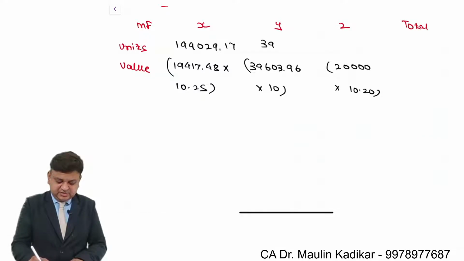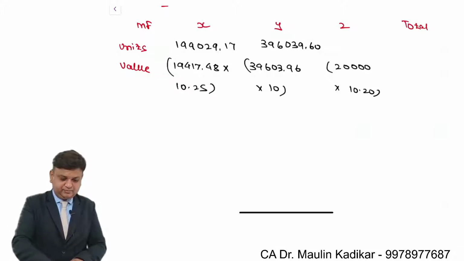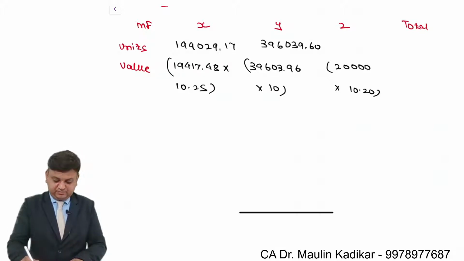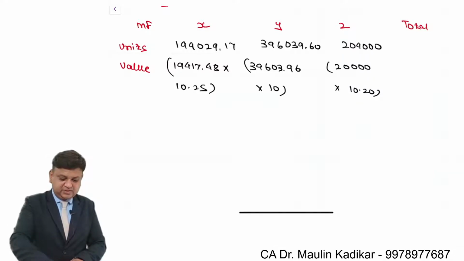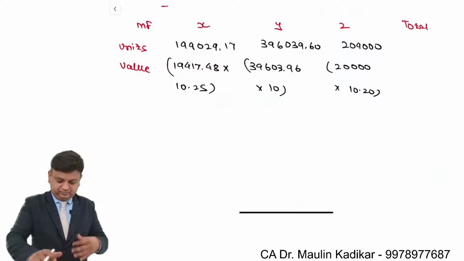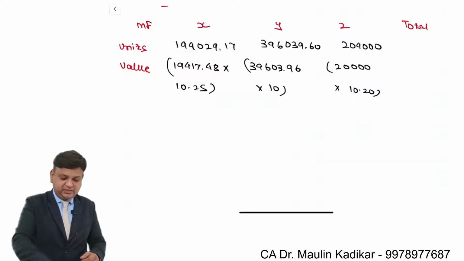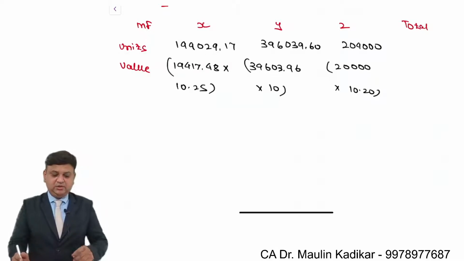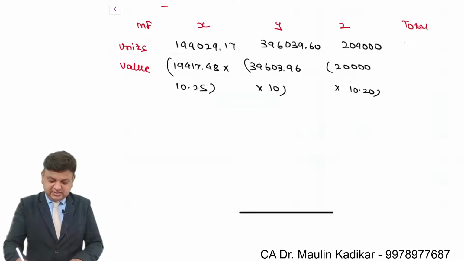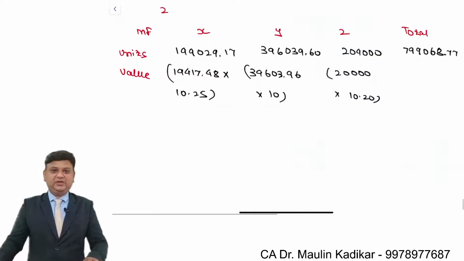Then 3,96,039.60 and 2,04,000. So 2,04,000 plus 396,039.6 plus 1,99,029.17. So the total is 7,99,068.77. This is the total NAV.